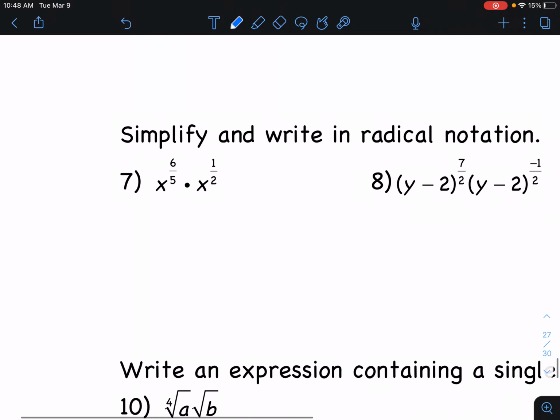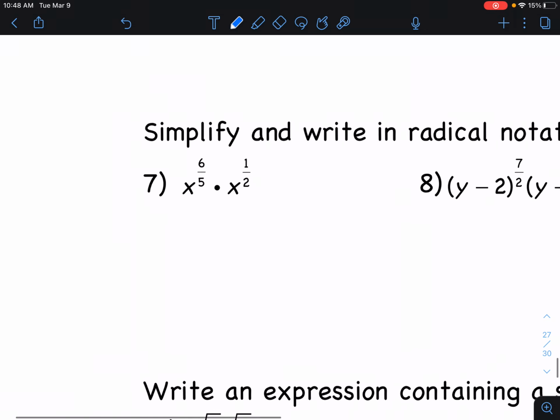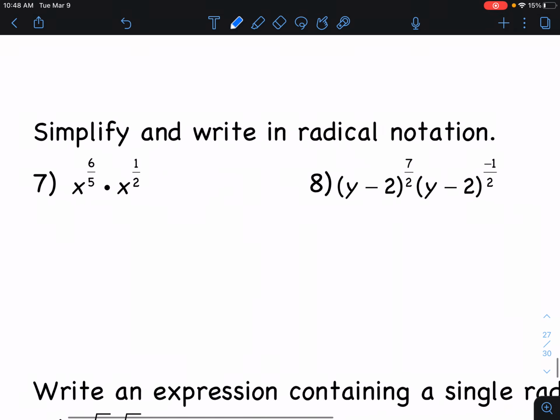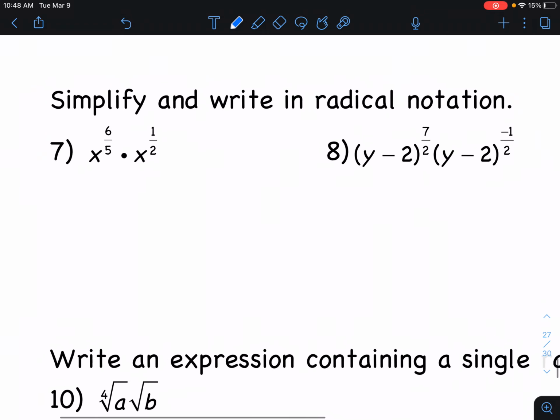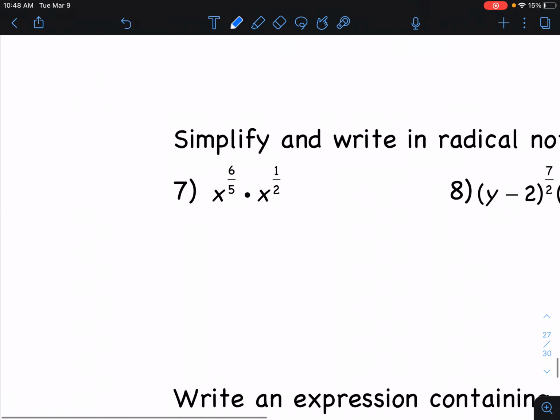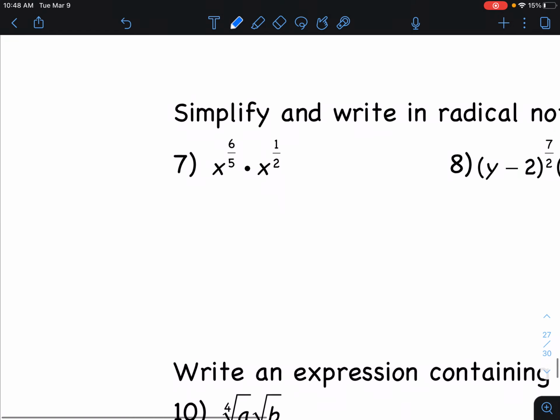Number 7, we're going to simplify and write in radical notation. I know there's a lot of confusion, we've been going back and forth between the two methods all lesson, so I apologize about that. So here we're going to simplify and write in radical notation. So our goal is a radical. You do not want to turn it into radicals right away. We want to get it down to one fraction.